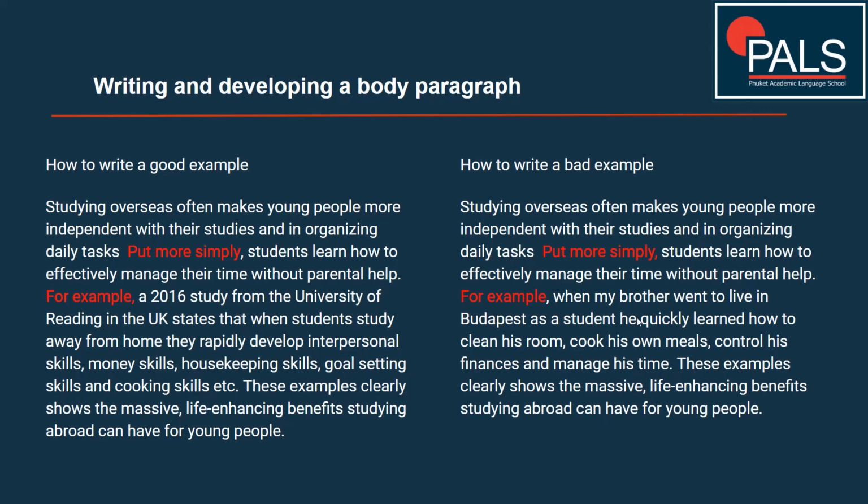Okay. Also, one more thing to pick up on. Notice here, a few lessons ago, we talked about avoiding generalizations. Notice the topic sentence here: Studying overseas often makes young people more independent with their studies. If we left this "often" out, we'd be making a generalization: Studying overseas makes young people more independent. So using "often" here means this is not a generalization, and it's more academic. Your writing is more academic as a result, more mature, and you get more points.